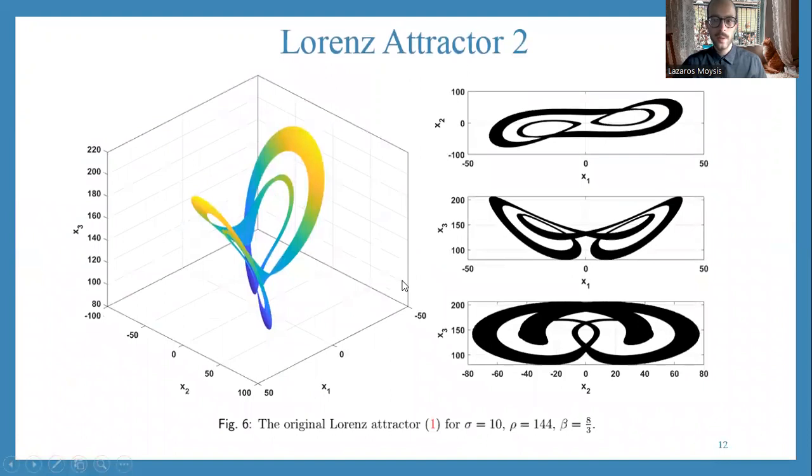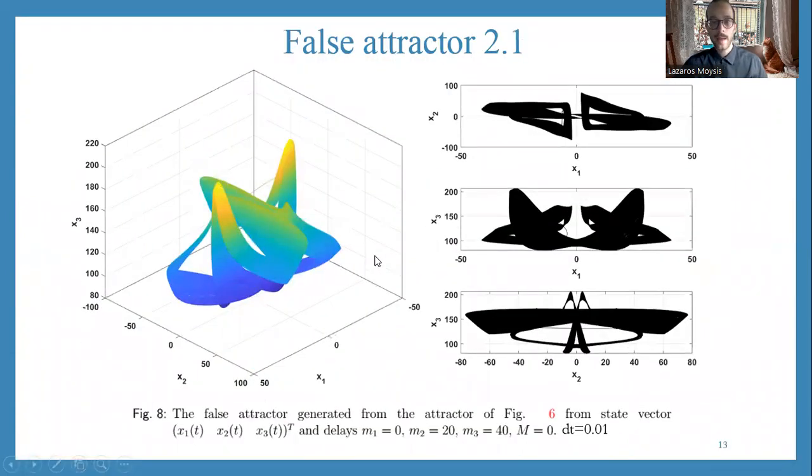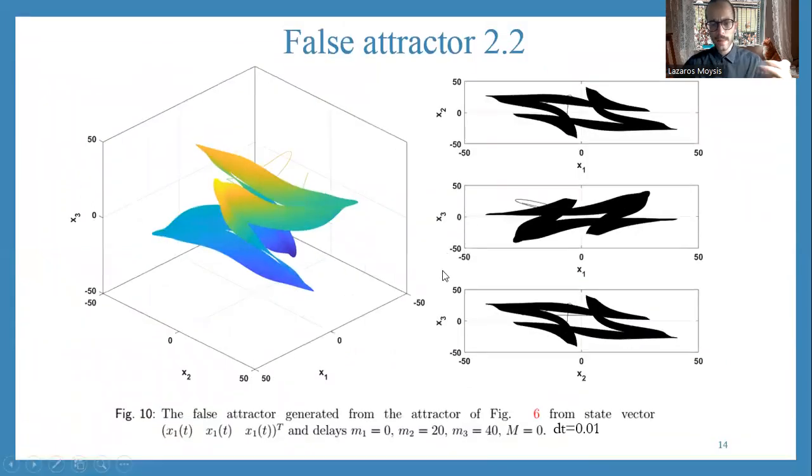This is another example. This is a different original chaotic attractor from the Lorenz system for different parameters. Again, let me give you some examples. Another false attractor. You see it is very different from the original one. I perform shifting on 2 of the 3 states. And another attractor. Again, it spawns from the original one after I perform some circular shifting on the second state.